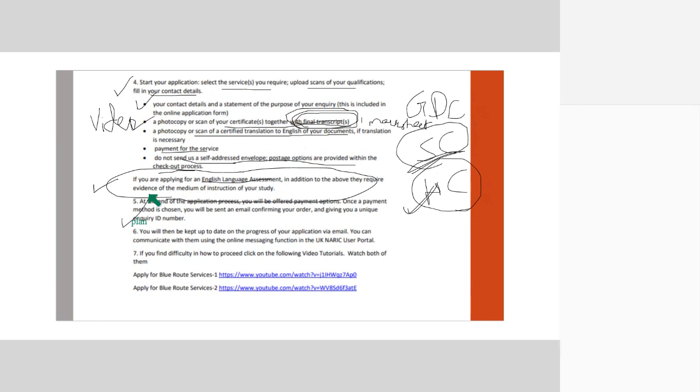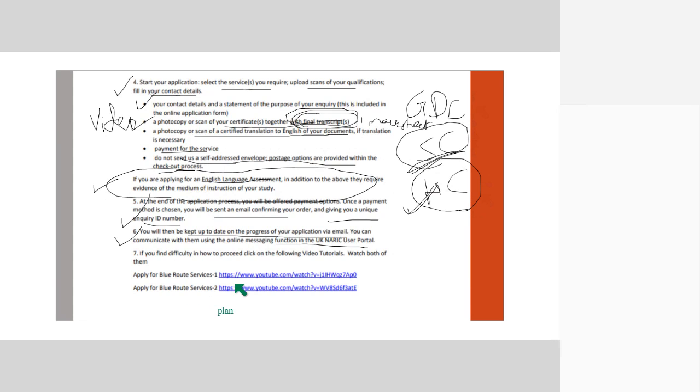At the end of the application process, you will be offered payment options. Once a payment method is chosen, you will be sent an email confirming your order and your unique inquiry ID number. You will be kept up to date on the progress of your application via email, and if you have any doubts, they have a communication system.